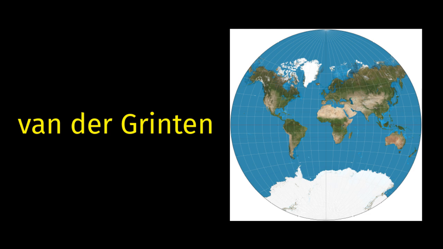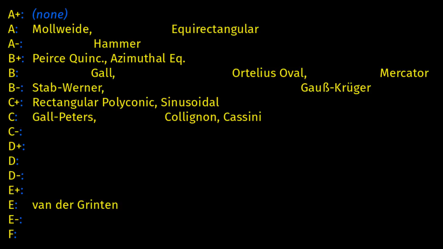Can you believe that once upon a time, this projection was National Geographic's projection of choice? What were they smoking? And also, what was van der Grinten smoking? I assert that he should feel bad for coming up with this. E tier. Next, the Eckert II projection.